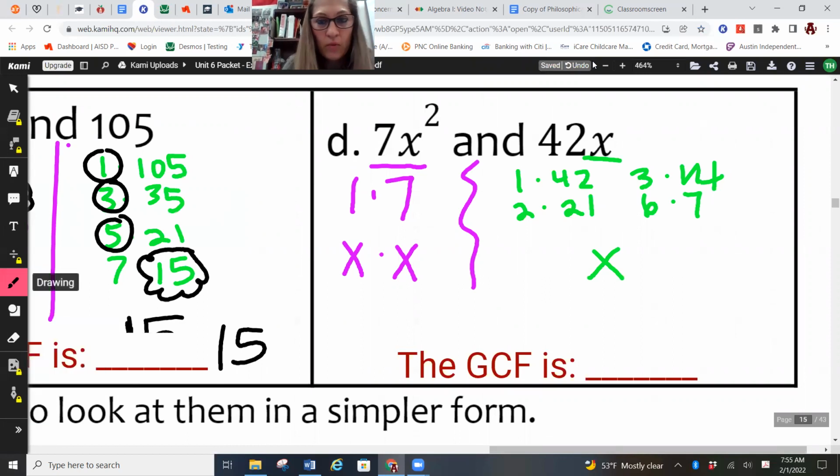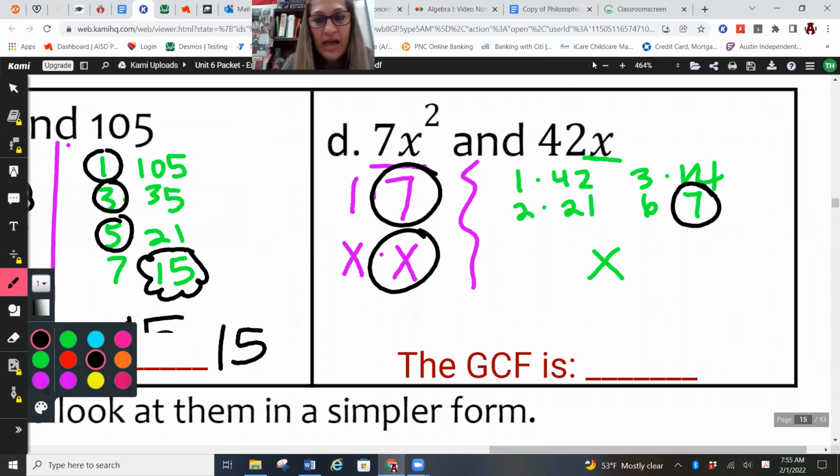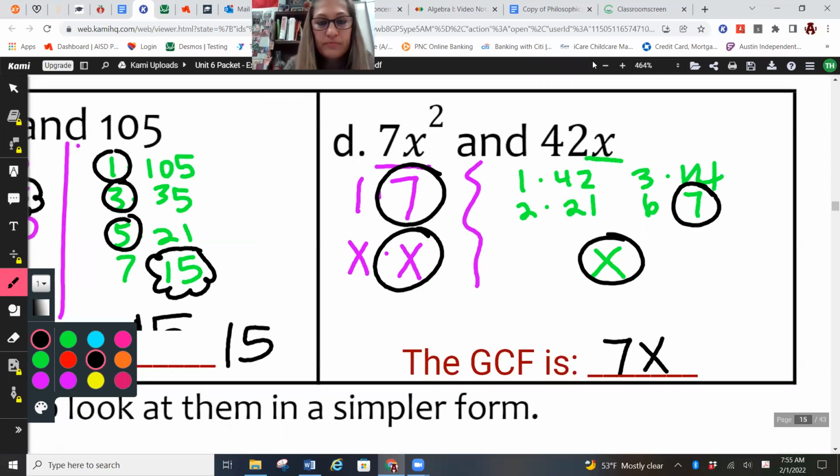So now we have to circle what they have in common. Looks like they have a number 7 in common, and it looks like they have an x in common. So remember, you circle what they have in common. If this one only has 1 x and that one has 2, then the most that they have in common is 1. So the GCF is 7x.